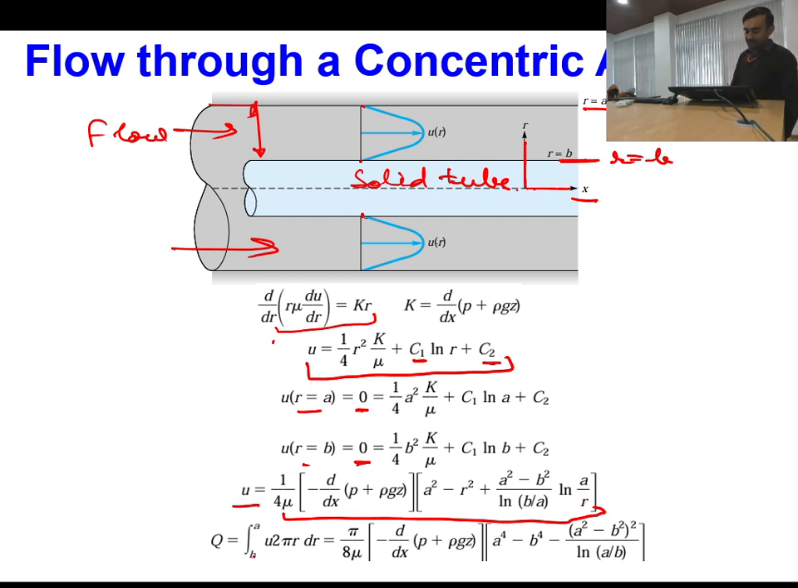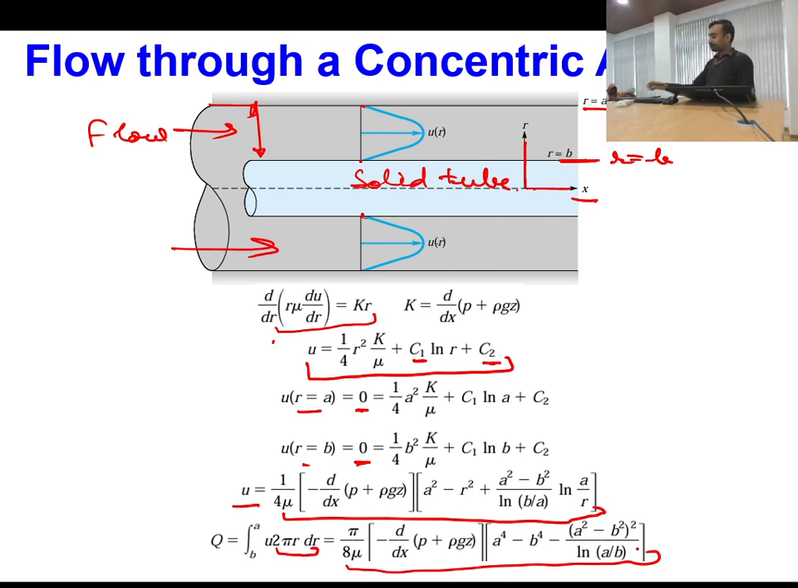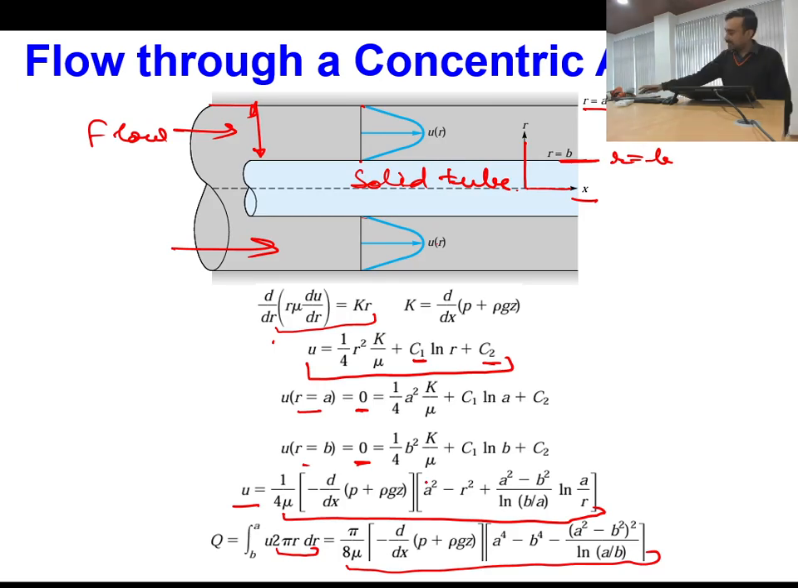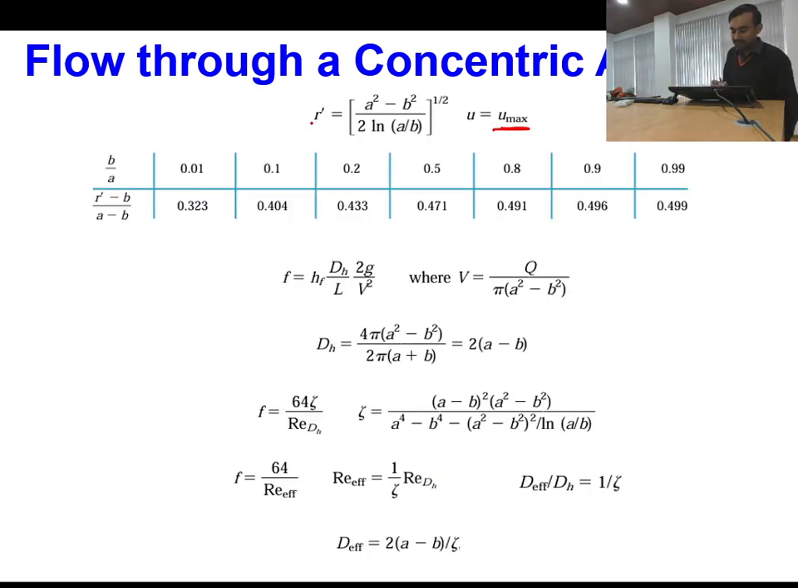This is the velocity profile, and if you have to calculate flow rate, then the flow rate will be the integration from b to a of velocity times area, where the area is 2 pi r dr, the elementary area of the ring. This is the equivalent value of the volumetric flow rate. If you want to calculate U max, you will find that U max occurs at some point r dash, which is equal to the square root of (a square minus b square) by (2 ln of a by b). So the point of maximum velocity you have calculated.